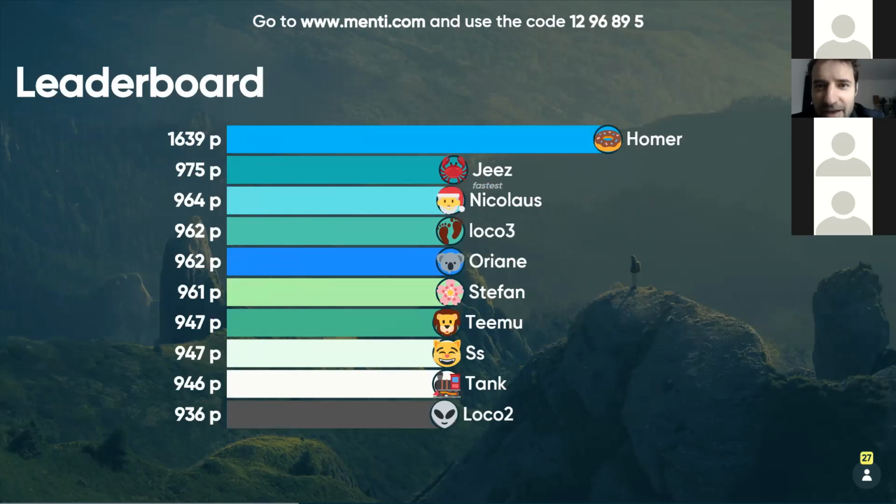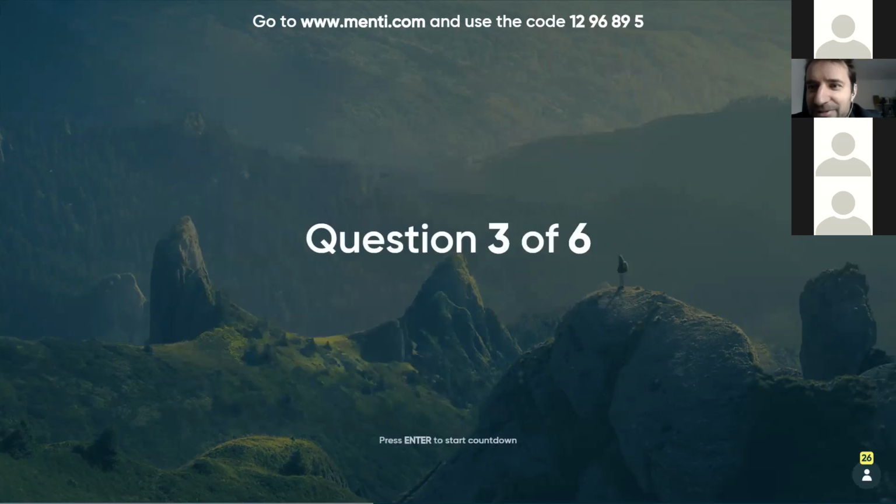I think we have a new leader. Homer with a donut as an icon is the new leader. In second place is Jess with a little crab, and then Niklaus, and Local in fourth position.